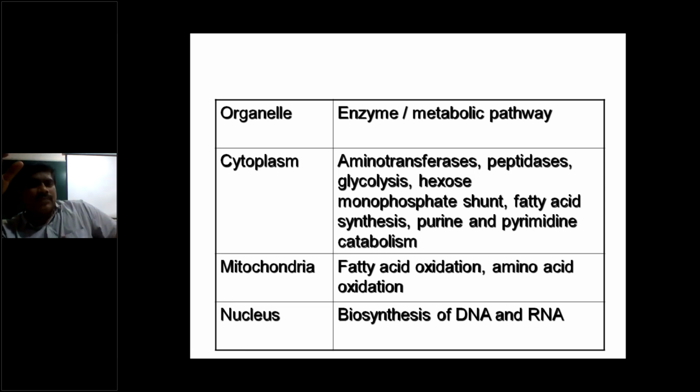Take for example the cytoplasm. In the cytoplasm are mainly the aminotransferases, peptidases, glycolysis, HMP shunt pathway, fatty acid synthesis, and purine and pyrimidine catabolism. These all take place in the cytoplasm, whereas fatty acid oxidation and amino acid oxidation take place in the mitochondria. In the nucleus, the enzymes for DNA and RNA synthesis are present exclusively in the nucleus.